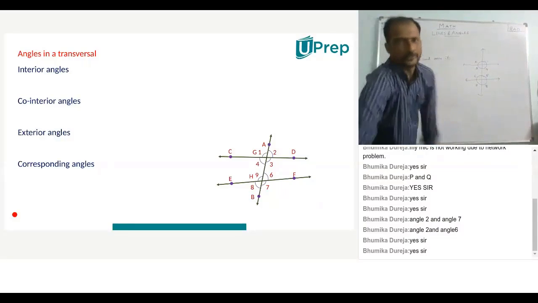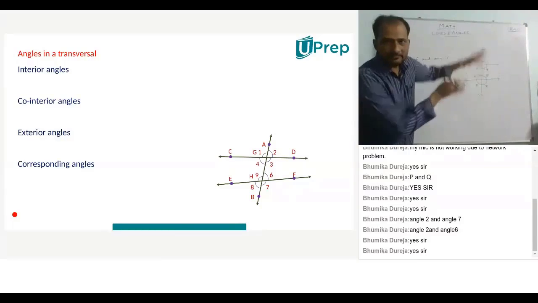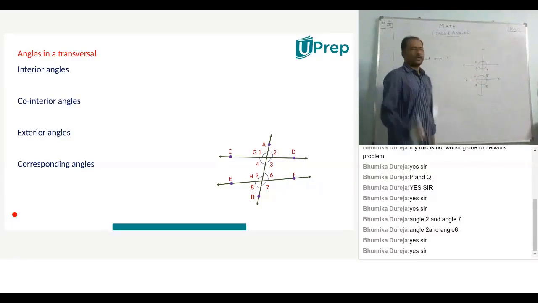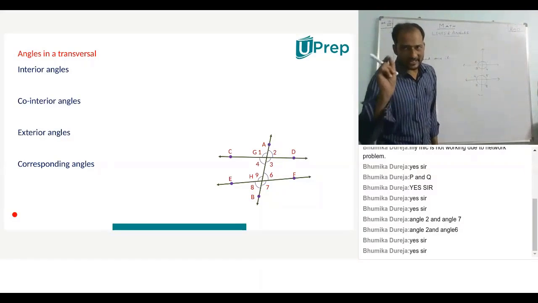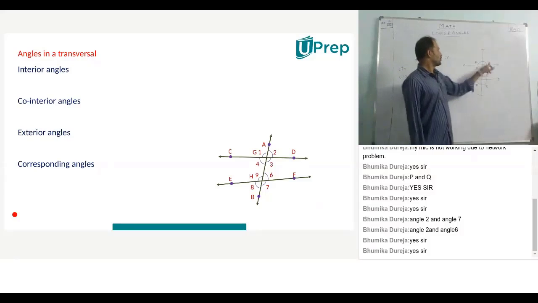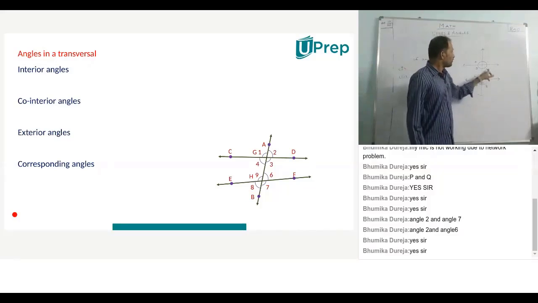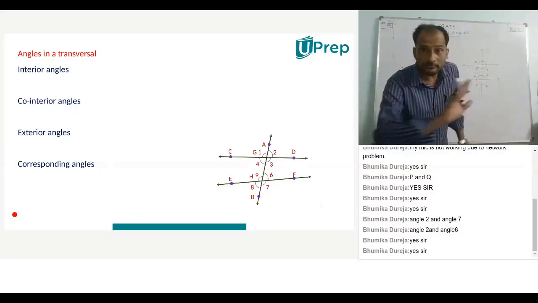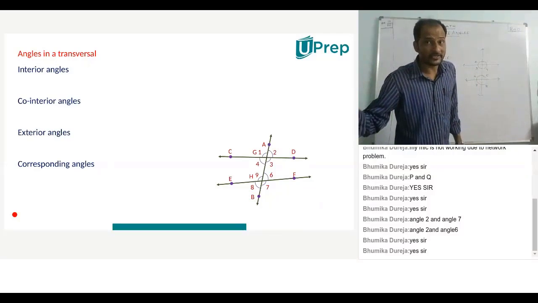Now, let me explain with the help of a diagram. I said one angle is interior and the other angle is exterior. So here 1 is exterior, 4 is interior. They lie on the same side of the transversal, but they are adjacent. So 1 and 4 do not form corresponding angles.